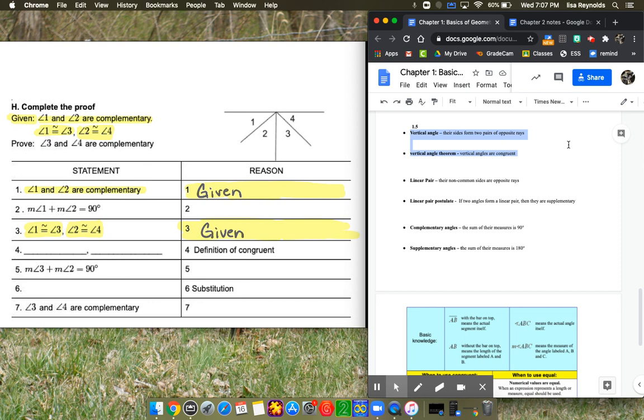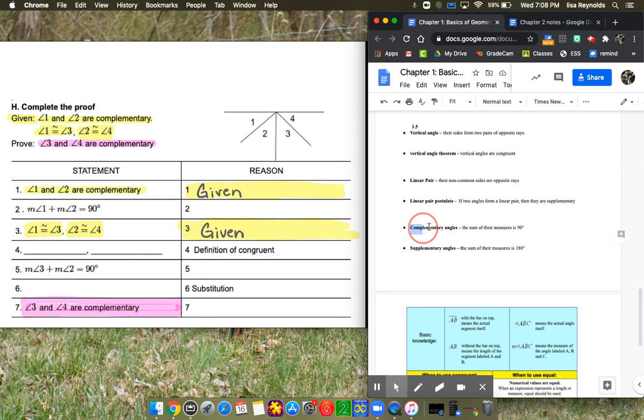Now that I have the given, I remember that whatever it is that I am trying to prove should always be the last statement. So I double check to make sure that my last statement is actually filled in with what I'm trying to prove. So we're going to take it a piece at a time. We begin with complementary. So we start looking up all these things that we know about complementary.